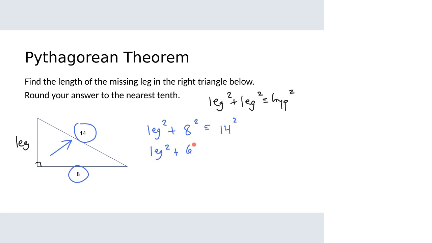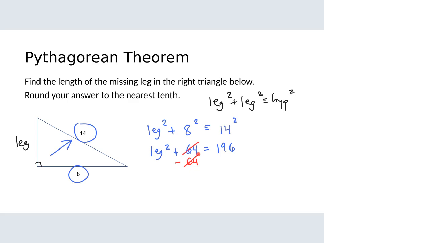8 squared is going to be 64. 14 squared, well, let's see. 14 squared is 196. This is a little bit more work than the last one, because here I have to subtract 64 from both sides. I didn't have to do any subtraction on the last one, but here I need to subtract 64 on the left to get those to cancel.